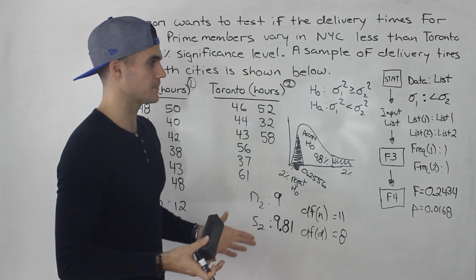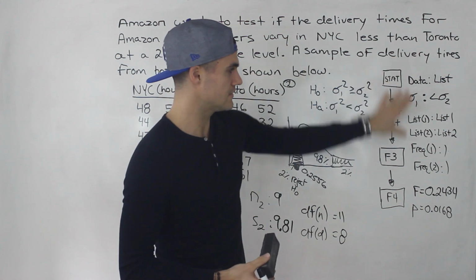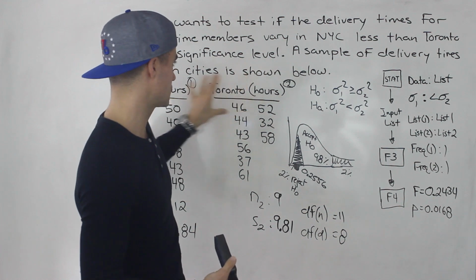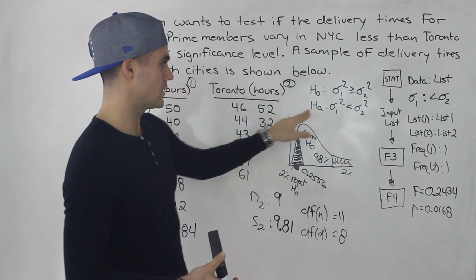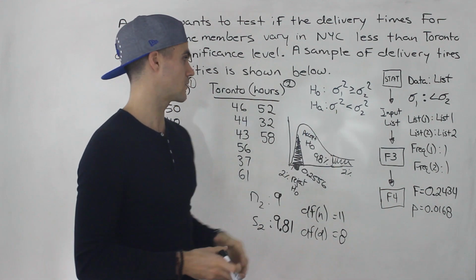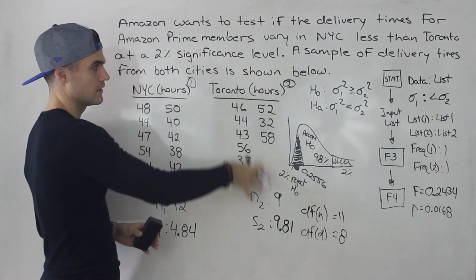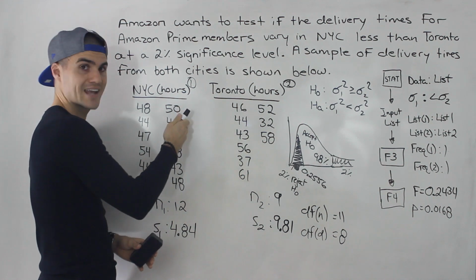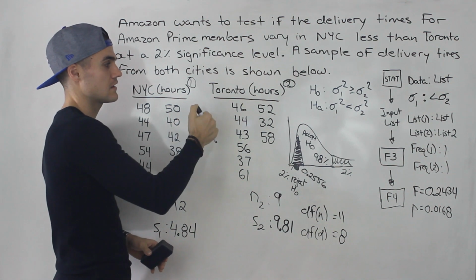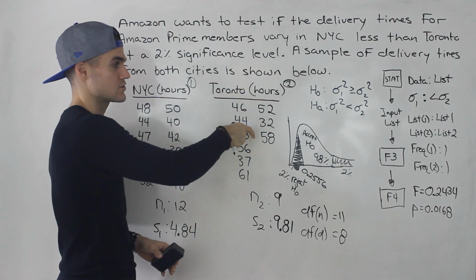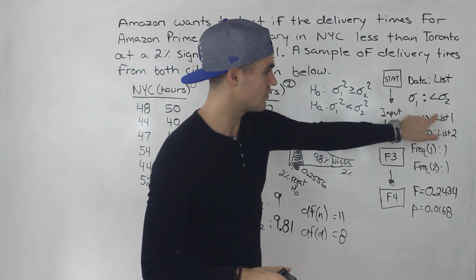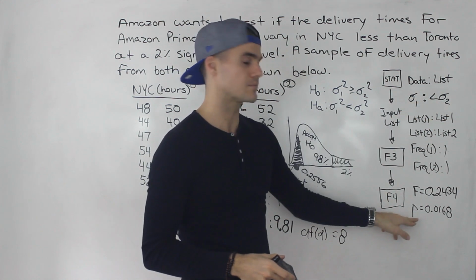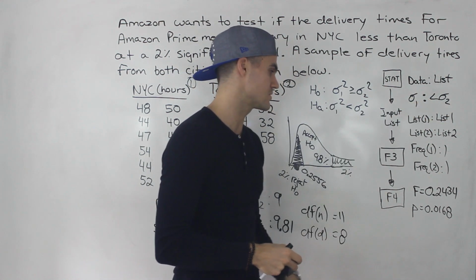So if you were to do it that way, what you would do is you would actually, in this input screen, switch these two lists over here, right? Because this ends up being population 1, this ends up being population 2, and then you would switch the alternative hypothesis, right? Because if this is population 1, and we want to test if the delivery times vary less in NYC, that's the same as testing if the delivery times vary more in Toronto. So this would be list 2, this would be list 1, and then you would switch the sign to greater than. And you'd actually end up getting the exact same p-value, 0.0168.